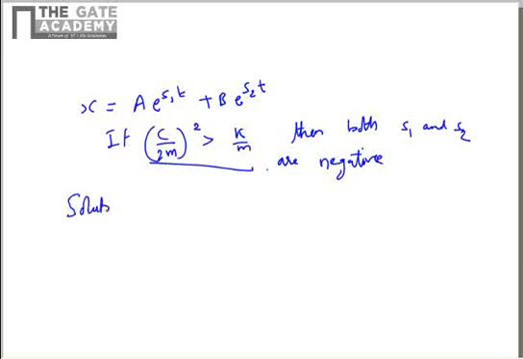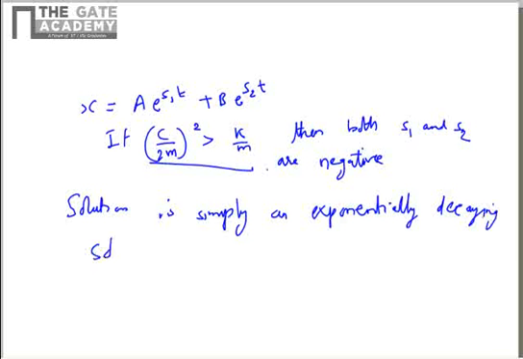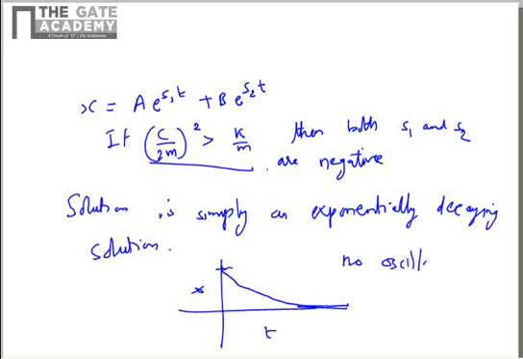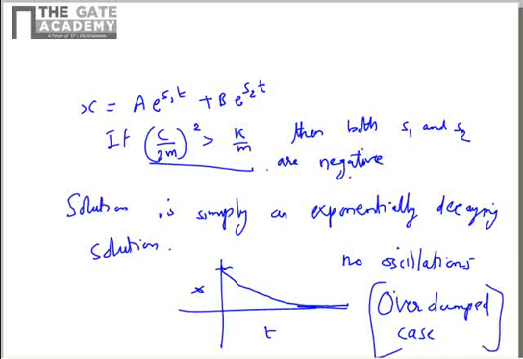So the solution is simply an exponentially decaying solution. There are no oscillations. If you plot it on a graph, x against time, it will look something like this, with no oscillations. This case is called the overdamped case, when (c by 2m) whole square is greater than k by m.